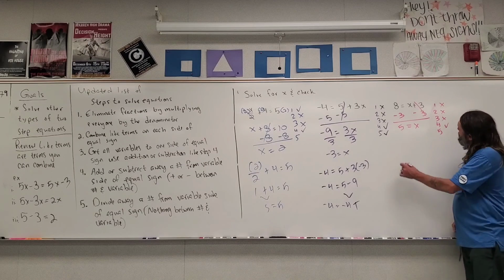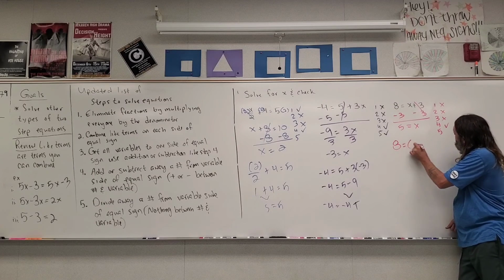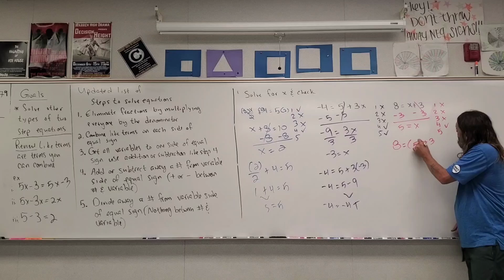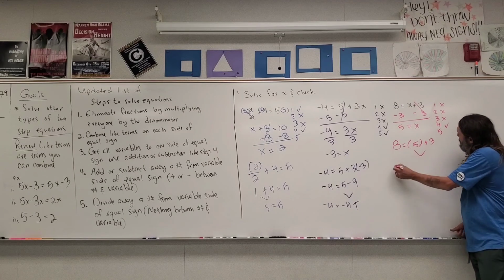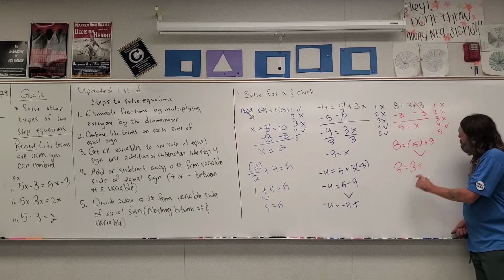Alright, so let's check this thing. So now I'm going to write my original equation, which is 8 equals, instead of the x, I'm going to put a parenthesis plus my 3. Inside my parenthesis, I'm going to put a 5. And so now I just have to combine these like terms and see what I get. So 8 equals 5 and 3, that equals 8. And that is a true statement.